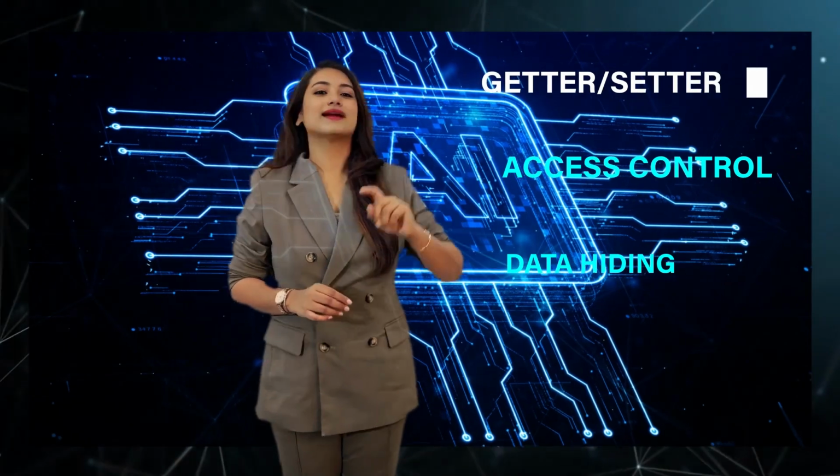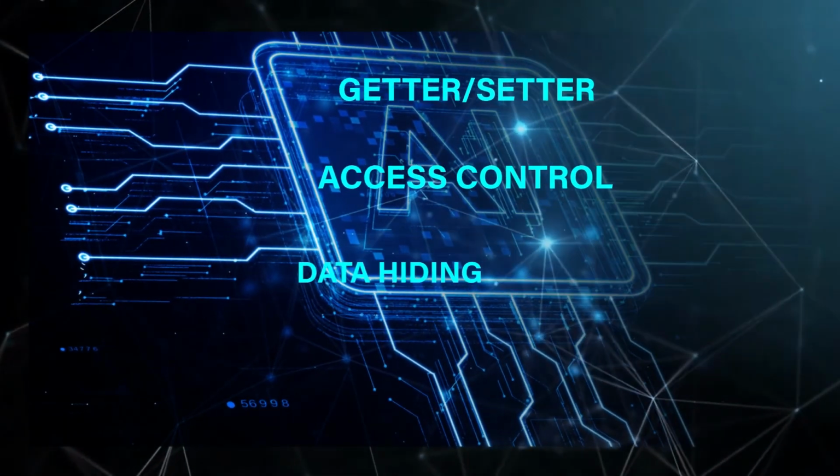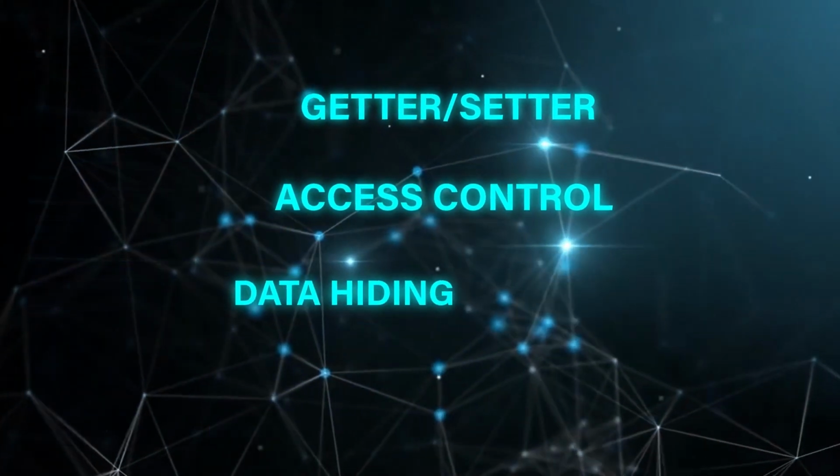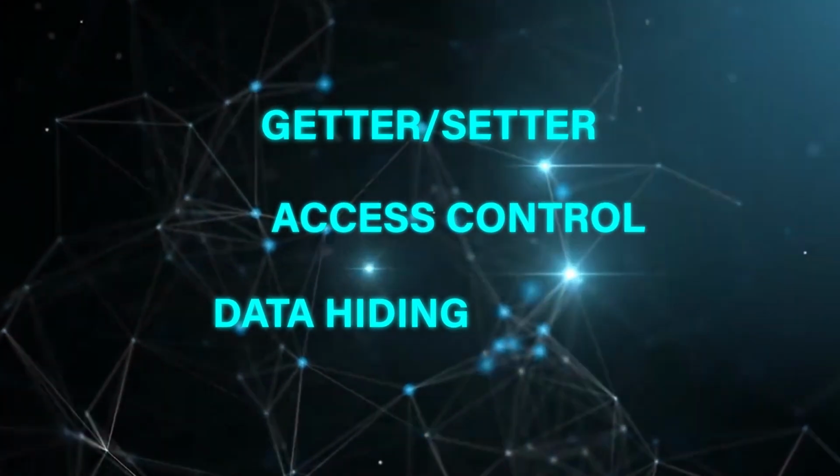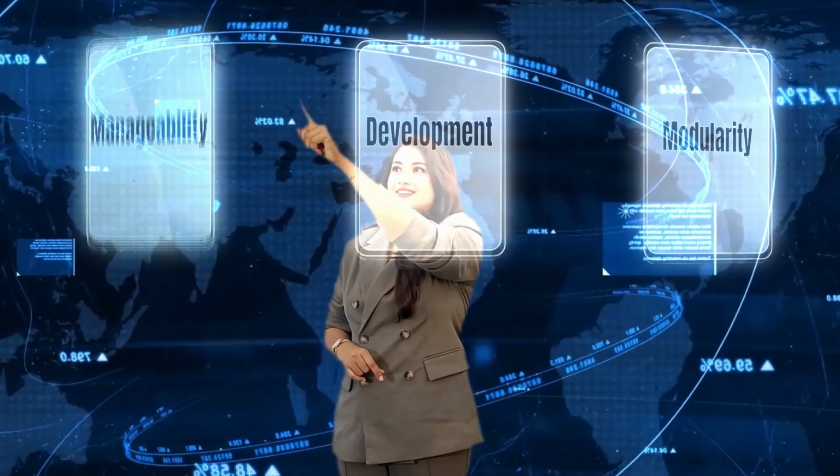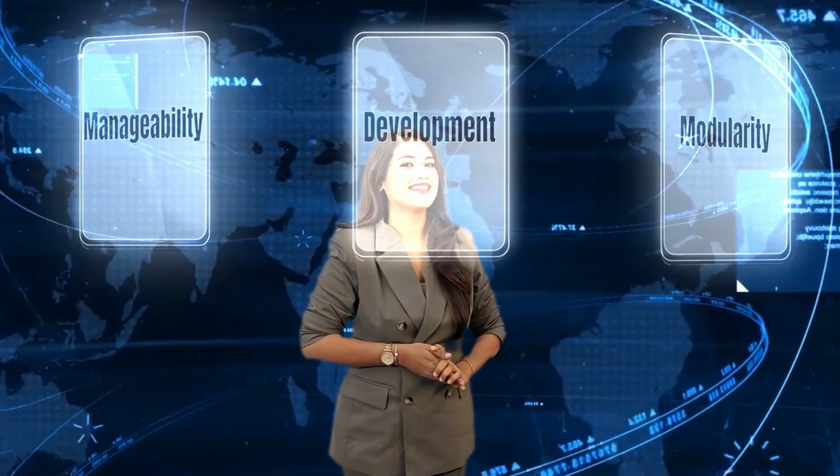Key concepts of encapsulation in Java include data hiding, access control, and the use of getter and setter methods to interact with private fields. These concepts are crucial for effective encapsulation. Encapsulation also promotes modularity, making it easier to manage and understand complex systems by breaking them down into smaller, manageable units. This modularity simplifies the development process.